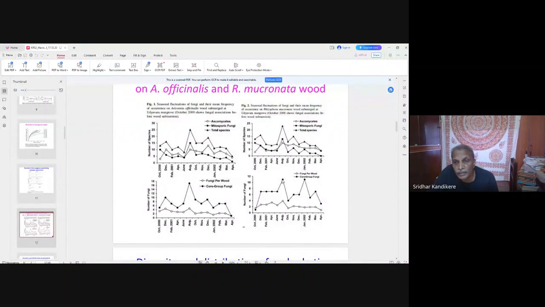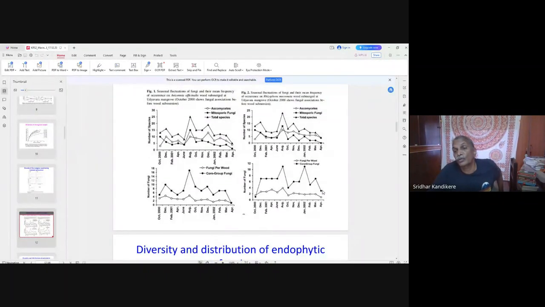And here it is August, and it is also showing January, that is the dry season, where the core group species are also more. So why am I projecting these core group species? Because the core group species are very important, since they are highest in frequency of occurrence, and they also play a major role compared to other fungi. And again, you can also think of some keystone species among the core group fungi.